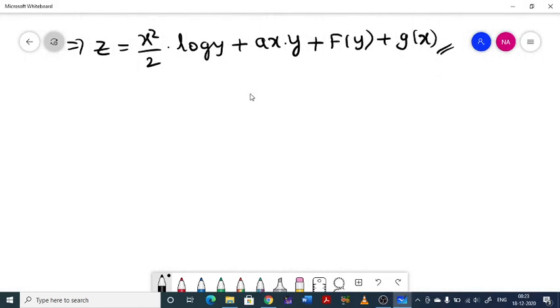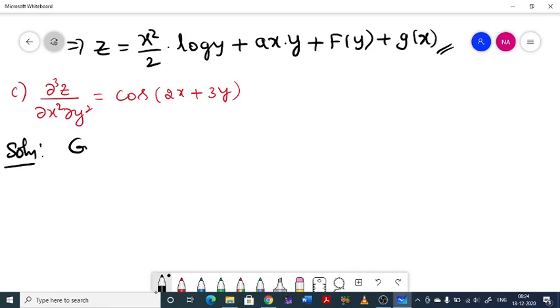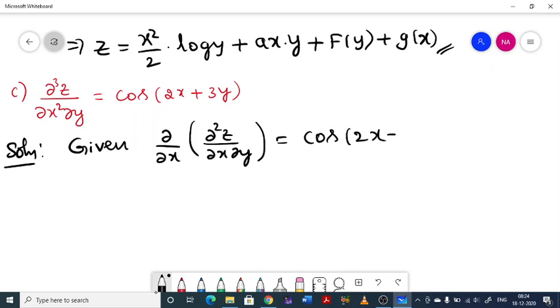Now let us take one more. Solve ∂³z/∂x²∂y equal to cos of (2x plus 3y). Solution. Given, I'll write this as ∂/∂x of ∂²z/∂x∂y. Sorry, it is not ∂y square, this is just ∂y. ∂/∂x of ∂²z/∂x∂y equal to cos of (2x plus 3y).